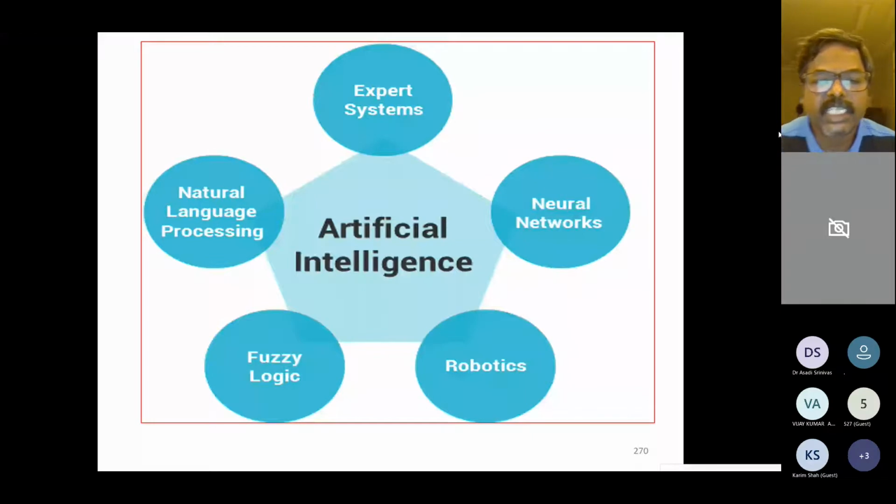Fuzzy logic is nothing but the degree of freedom to choose any value between 0 and 1. You can choose any value, a degree of freedom. That is called fuzzy logic. Natural language processing is the study of different languages, including audio, video, text, graphics, etc.